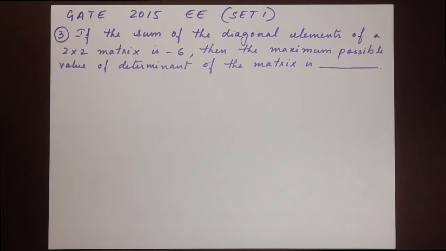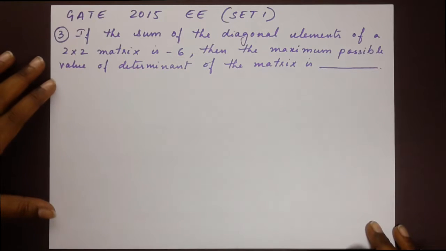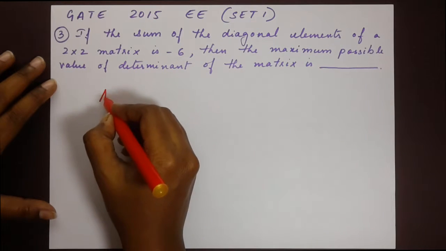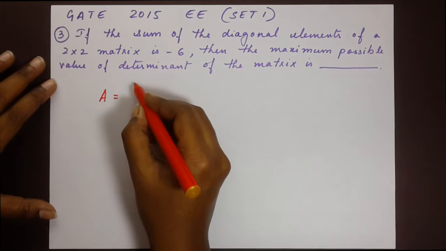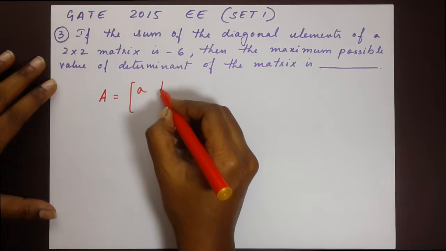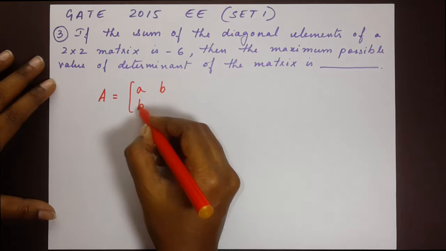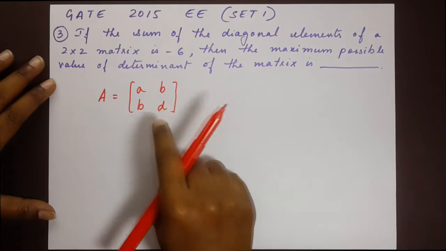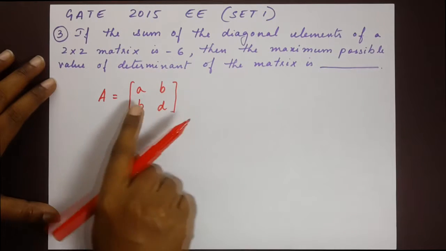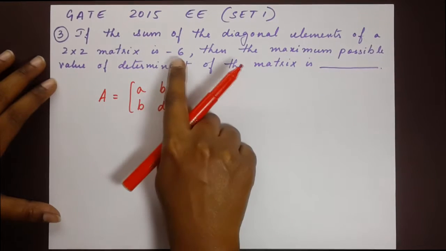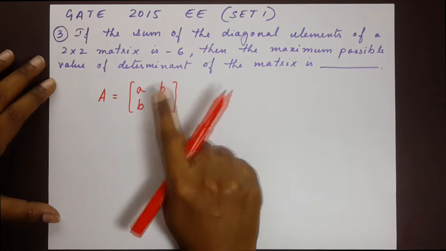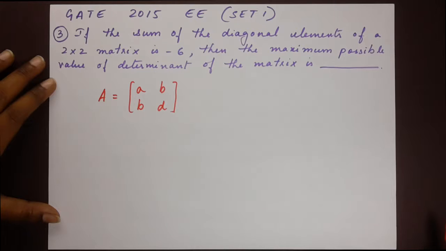Let's work it out. The question says that the matrix is a 2 by 2 matrix. So that's going to be our first step, to formulate a matrix that's 2 by 2 in size. Let's take it as A = [[a, b], [b, d]]. The reason I've taken b and b is because the diagonal elements sum up to -6, which means that the remaining elements can be anything at all.